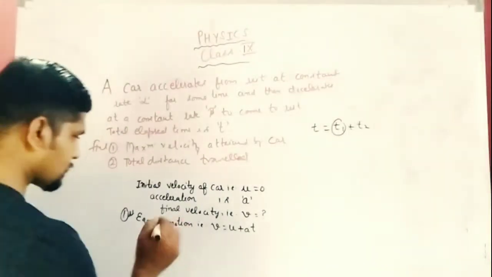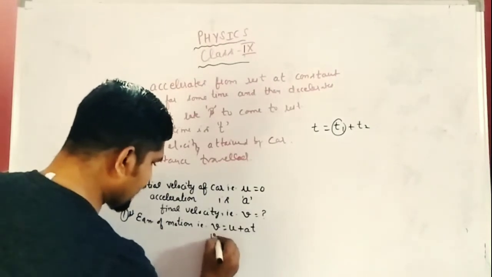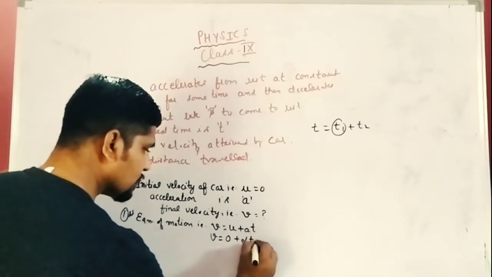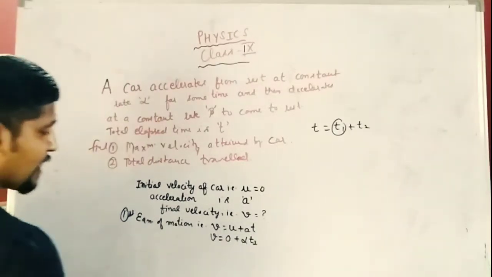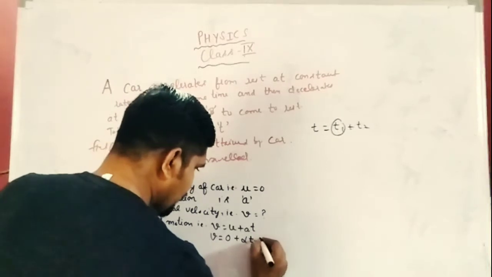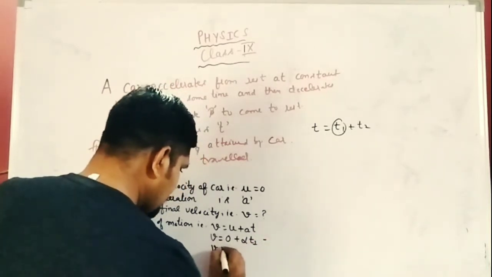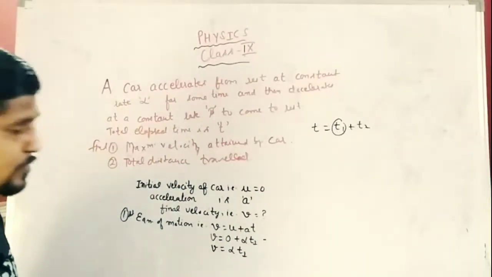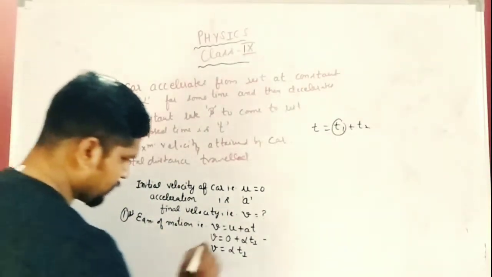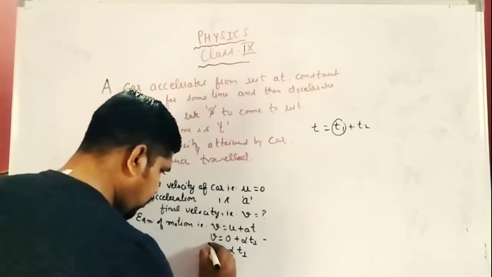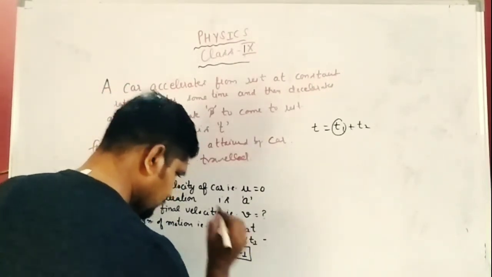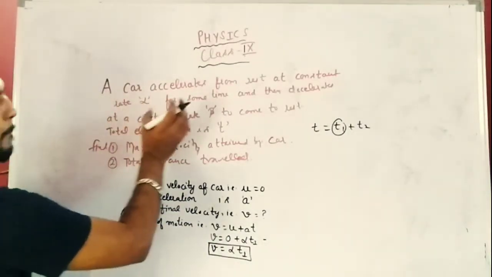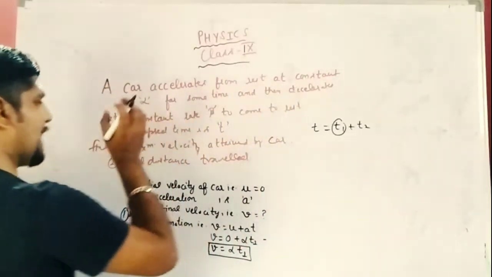Okay. So now we have to find v. v is equal to u, which is 0, plus alpha t1. So from here v will be equal to alpha t1. So this is the final velocity of the car when it is accelerating from rest at constant rate alpha.